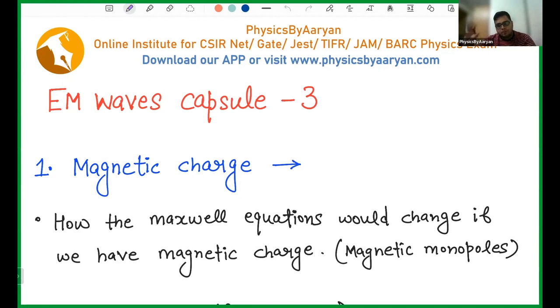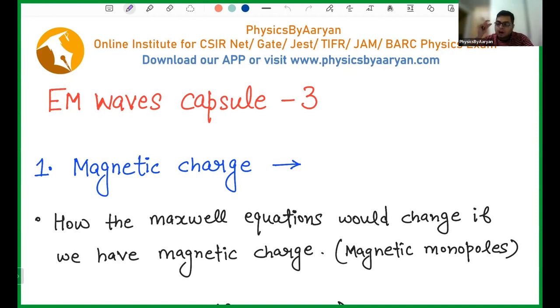Let's say we live in a world where the magnetic monopole can exist. Let's say we can have a North Pole individually, or we can have a South Pole individually. Although in our world North and South cannot exist individually, let's say we are in some world in which North and South Pole can exist individually.